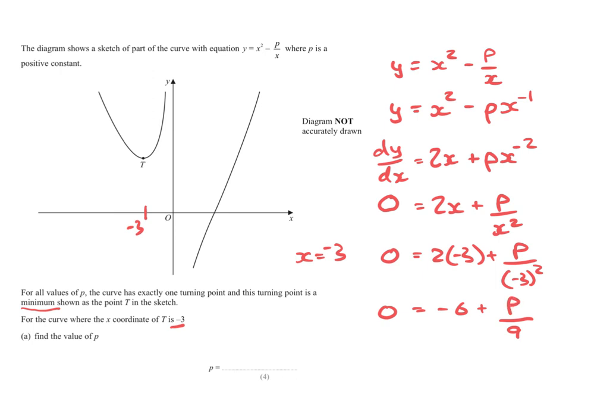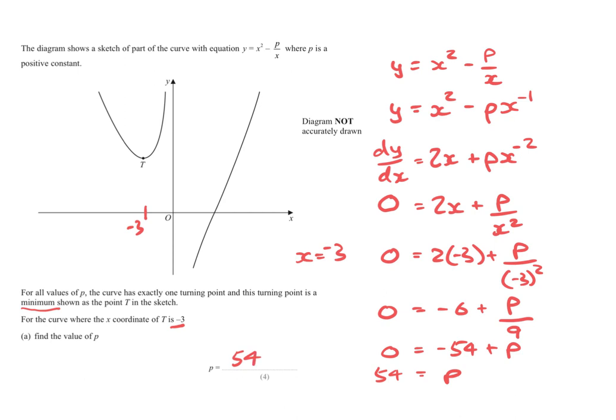Let's multiply through by 9. That keeps 0 on the left-hand side. 0 times 9 is 0. Minus 6 times 9 is minus 54. And that's plus p. So p must equal 54.